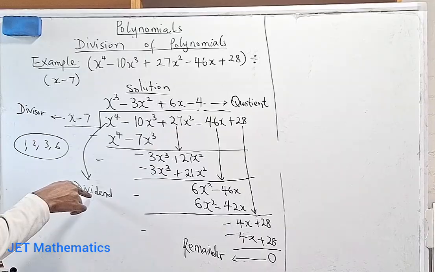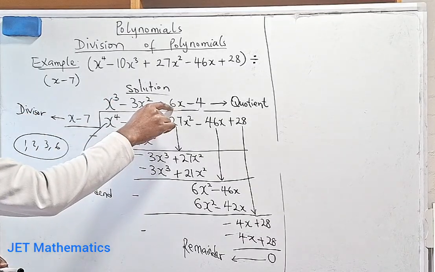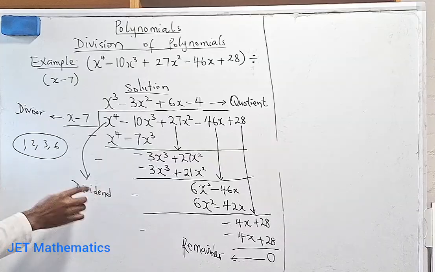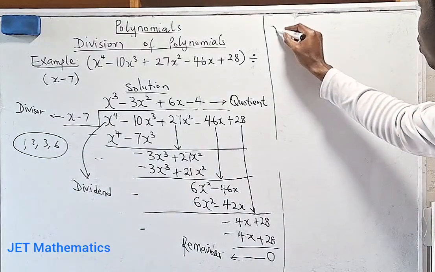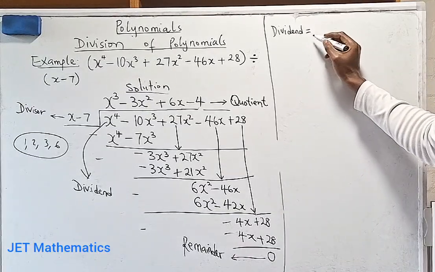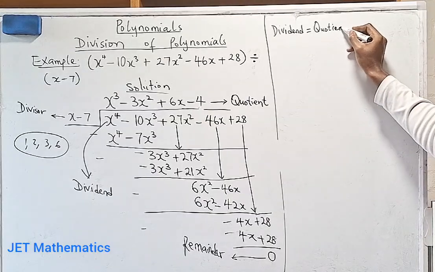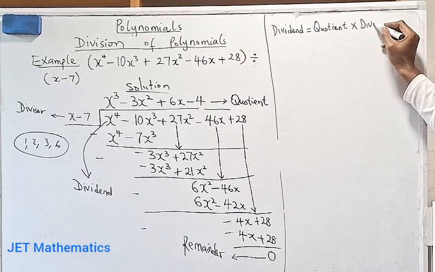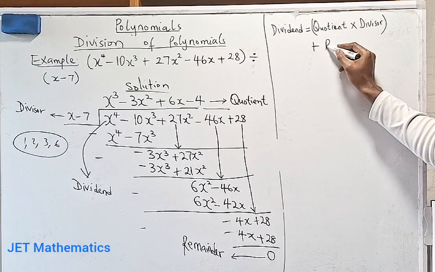To get the dividend, if we multiply the divisor by the quotient and add the remainder, we'll get back the dividend. So what I'm trying to say is, the dividend is equal to the quotient multiplied by the divisor plus the remainder.